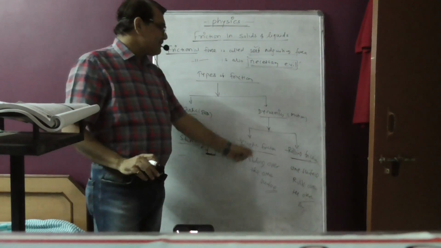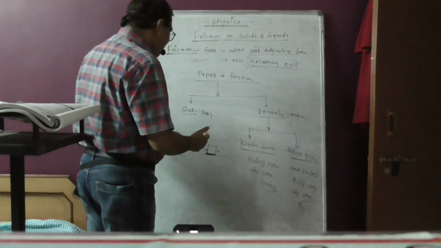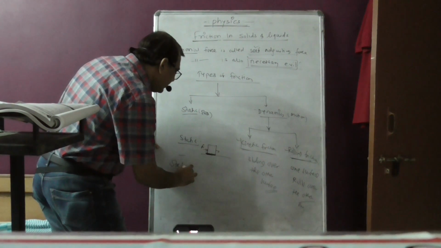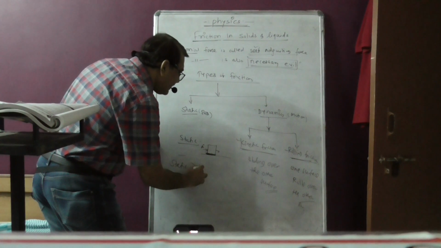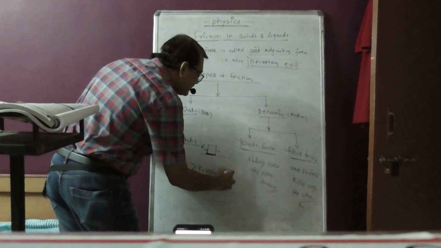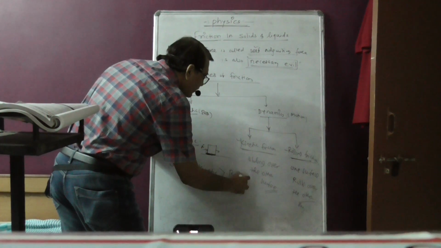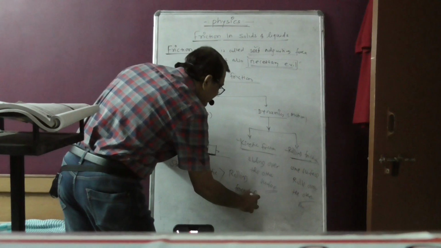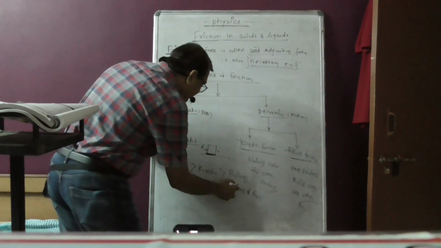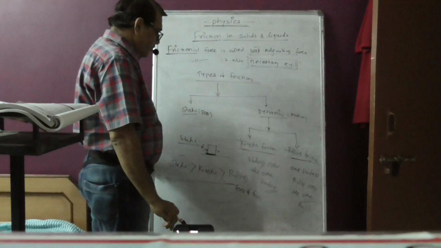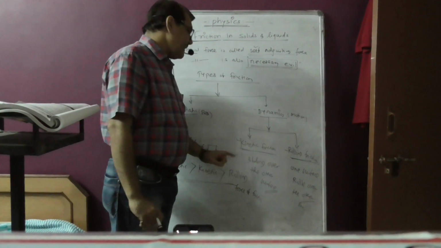Means if somebody asks me, sir, arrange these forces of friction, then I will say static force of friction is more as compared to kinetic force of friction, and kinetic is more as compared to rolling force of friction. So that will be your sequence. Static is more than kinetic, kinetic is more than rolling.